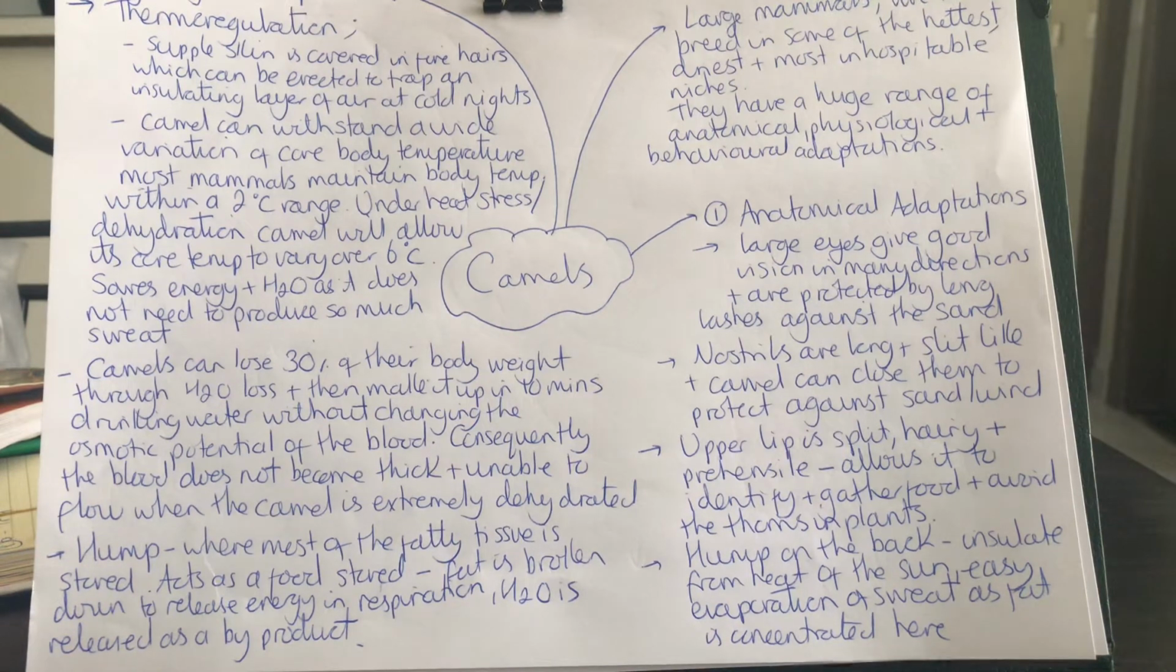And then lastly, most famously of a camel, they have their hump on the back, and that insulates them from the heat of the sun. And because the fat is so concentrated here and they don't have a lot of fat stores over the rest of their body, it means that there's easy evaporation of sweat from the rest of their skin.